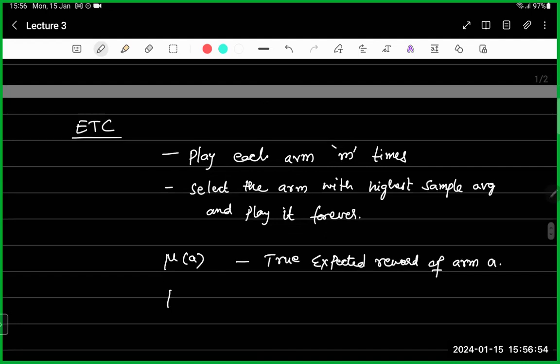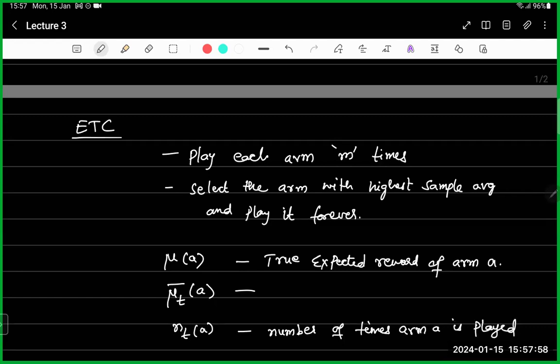When I write mu t bar of a, this is the sample average of the rewards of arm a till time t. Let's say arm a has been played only one time, then it's just a sample average of one sample. If arm a has been played 10 times, it will be the sample average of those 10 times. This t does not mean you have played arm a t times. It is just till time t; you take the sample average of however many times you have explored arm a. We can use another notation for how many times we have played arm a: N_t of a is the number of times arm a is played till round t.